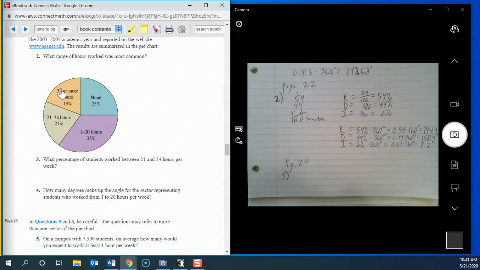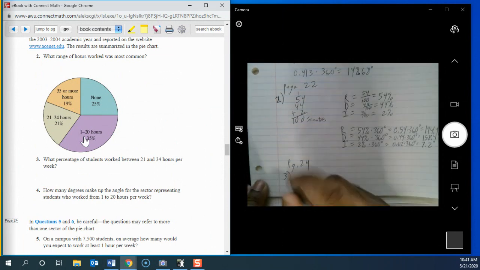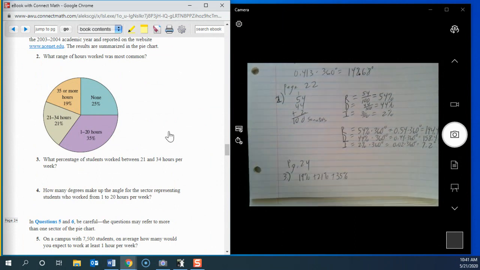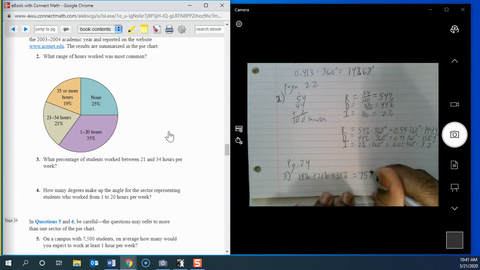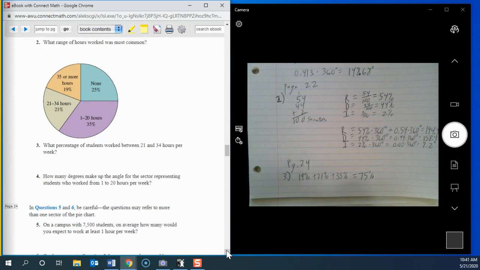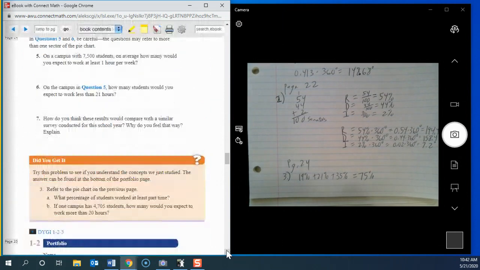Because if not, we would not be able to count this portion of the circle because it would include full-time people, and we wouldn't know the percentage that is full-time people. But it is counted here, so we're assuming that everyone here is still under 40 hours. So we would add these up for the percentages. We add 19%, 21%, and 35%. So that would give us a total of 75%. That's the percentage of students that work under 40 hours a week or under full time.